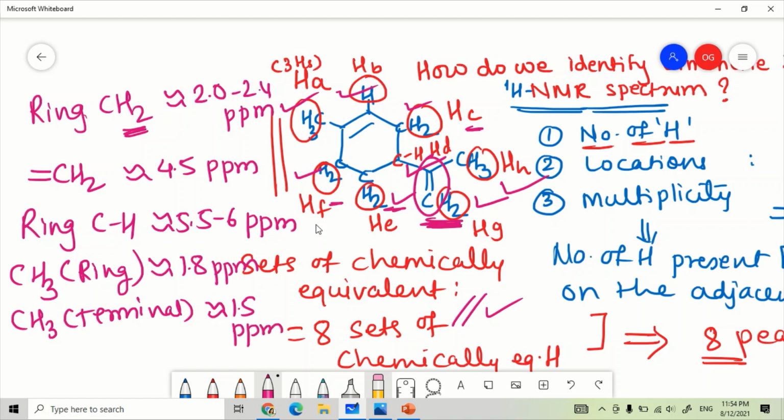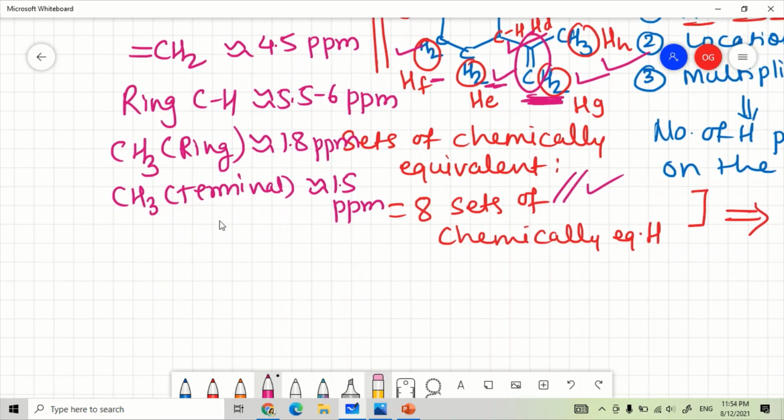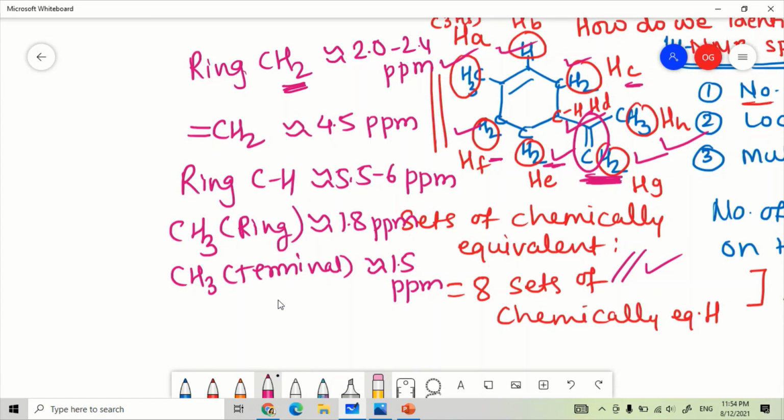So what we have understood from here is that in the NMR spectrum all peaks represent hydrogen. The intensity of a peak, meaning the height of the peak, will tell me how many protons are represented by that particular peak. For example, the highest peak means 3 hydrogens are represented, a smaller peak may represent 2 hydrogens, and a still smaller peak represents 1 hydrogen.